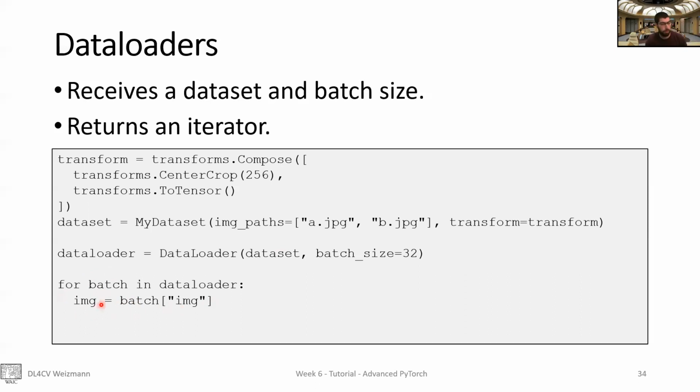So for example, what would be the dimension of the image tensor here, assuming that images are RGB? Does anyone know? 32 by 3 by 256 by 256. Yeah, exactly. So this is B: 32 is the batch size, then the number of channels, and then the spatial size. And after you load your data, you can train your network or do anything else. Any questions about data loaders?